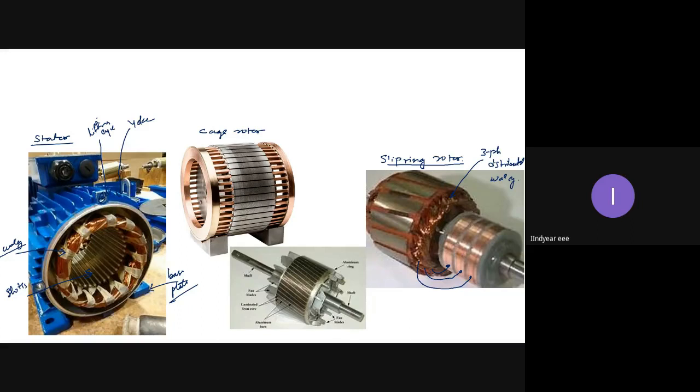Now these three slip rings are provided with brushes, and these brushes are used to connect the external resistance circuitry. And it is short circuited.